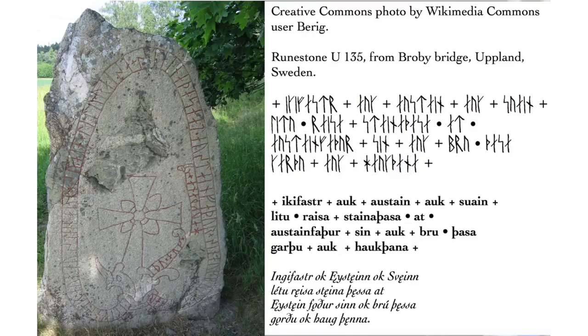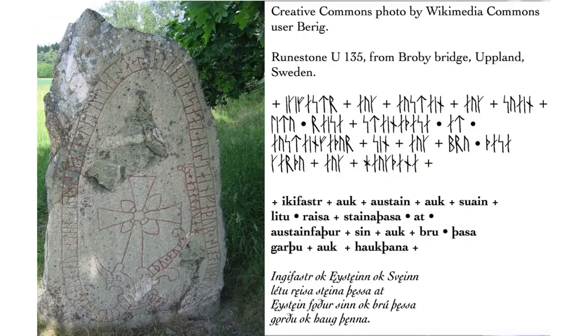All right, here is the last inscription that I'm going to look at with you folks here today. This is U135. U stands for Uppland, another region of Sweden. Here we see that instead of the colon-like two dots, the words are separated by a plus sign looking symbol, or occasionally by dots. There are also interesting cases where the words are not separated at all. The very first word we see is the name Ingifast.